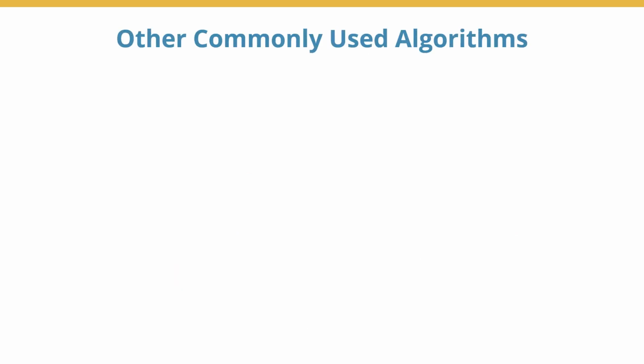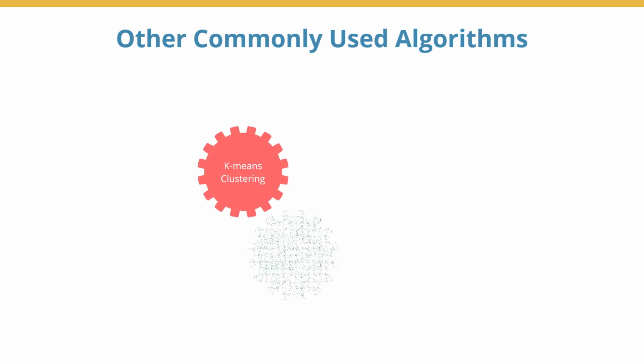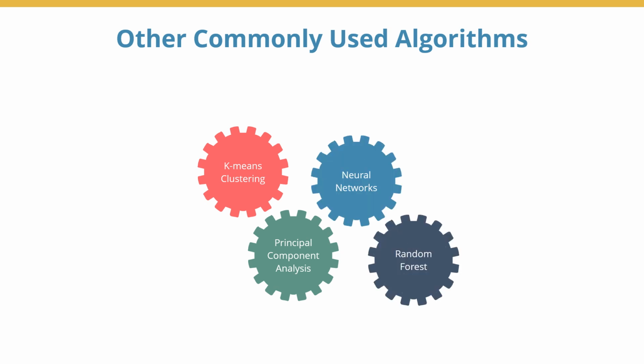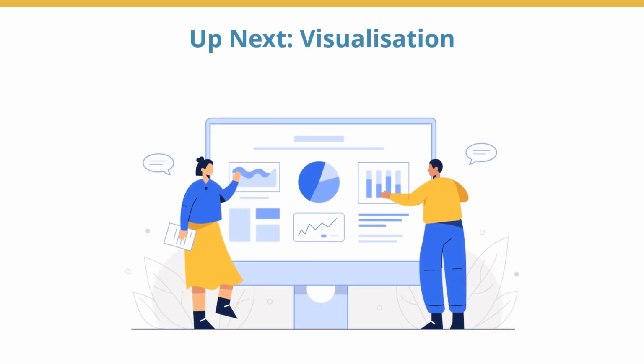Other commonly used algorithms are listed below. K-means clustering, principal component analysis, neural networks, random forest. That's it about algorithms. Let's now get a brief about visualization.